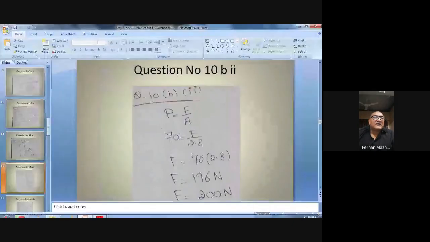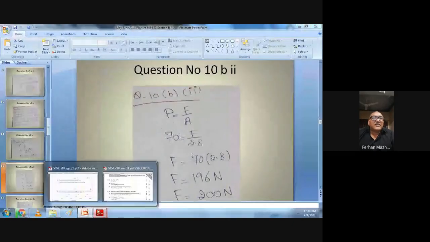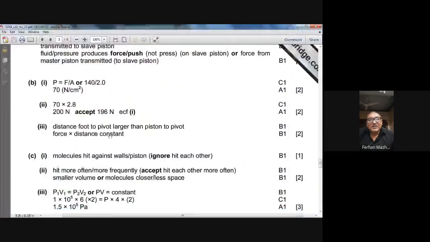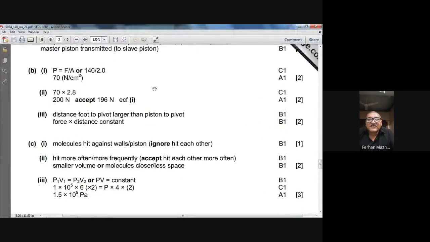Because in the marking scheme it says 200 Newton, we go according to the data, and your data has two significant figures. That's why the answer is also 200 Newtons. The actual answer is 196 Newton, but we have converted it into two significant figures because the data has only two significant figures in it. So 200 Newton is the answer, or 196 is also acceptable.